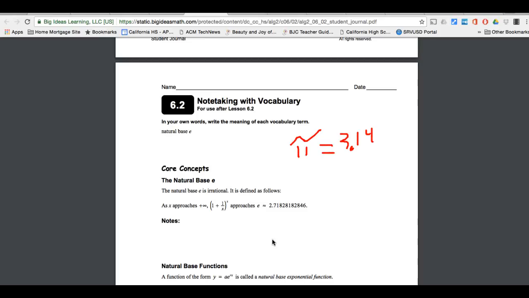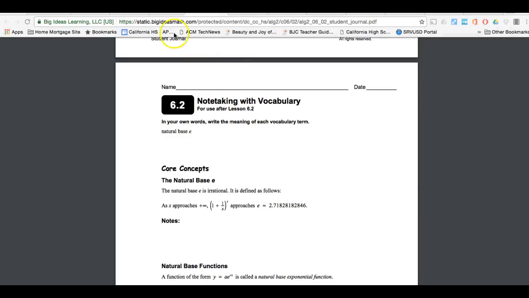Now, E is used for things like compound interest, and you also see it a lot in calculus and higher level math, and you also see it in nature when you talk about some ratios of things like the golden number and the ratio of spirals and cones and things like that. So that's a little bit of background on E. All you need to know right now is that E is an irrational number that is a never-ending decimal that is roughly equal to 2.718, and we refer to it as the natural base, E.